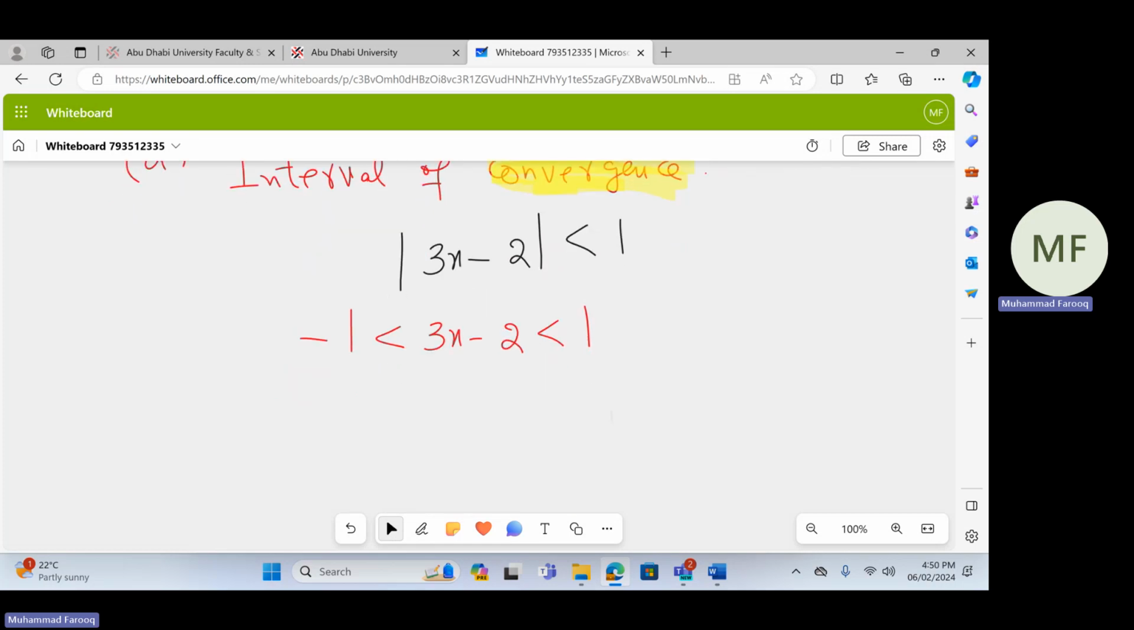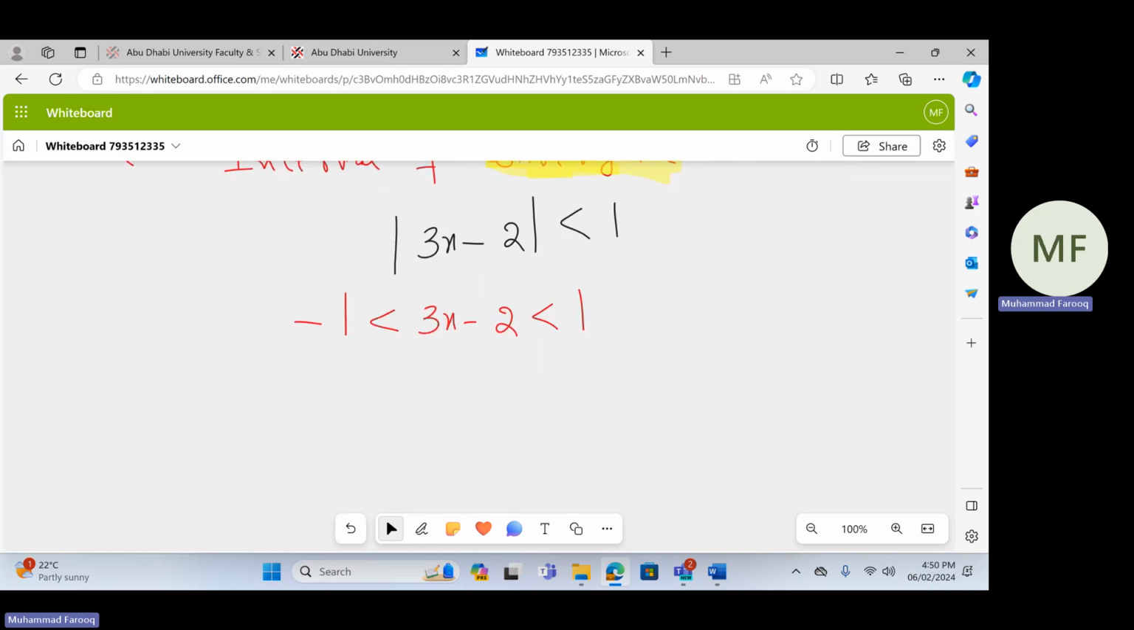So what is the next step? I need only x. Add plus 2 here and plus 2 here, because I need only x, so this minus 2 is extra for me. I have to cancel it. How do I cancel minus 2? By adding plus 2, yes or no?